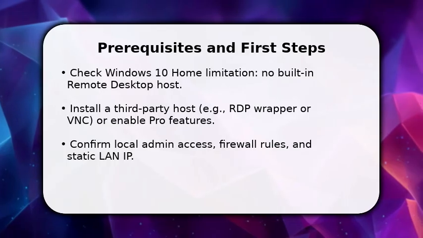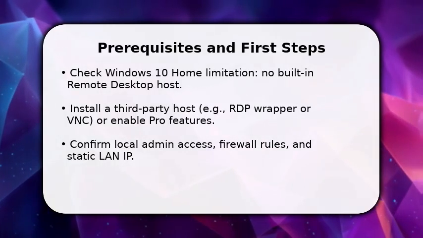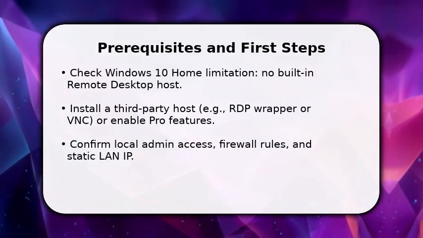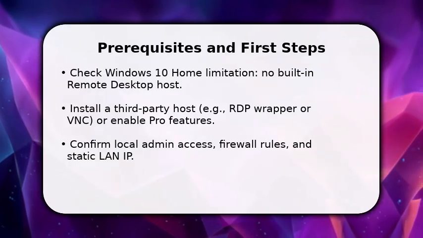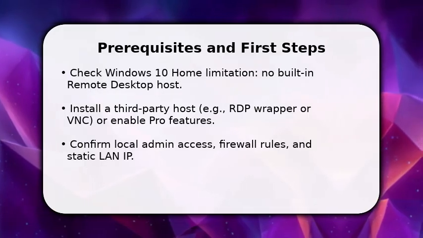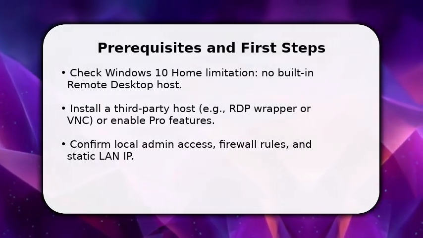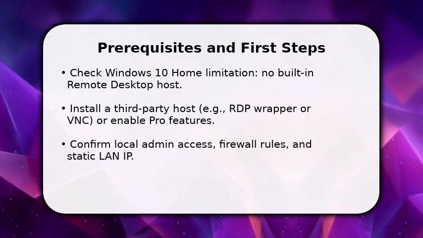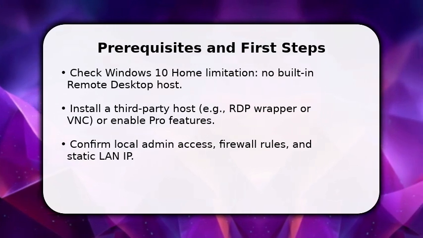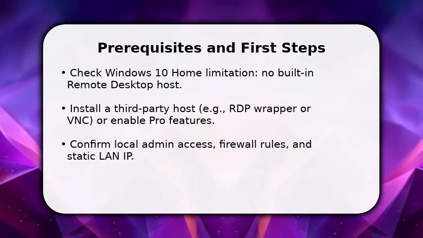Windows 10 Home cannot host Microsoft Remote Desktop natively, so choose a supported host solution. Install and configure an RDP-compatible server or a VNC alternative. I recommend picking well-known software and downloading the correct 64-bit installer. Once done, create or verify an administrator account for remote access, assign a static local IP, and open the required firewall ports. Make sure you document credentials and the local IP before moving on to detailed configuration.